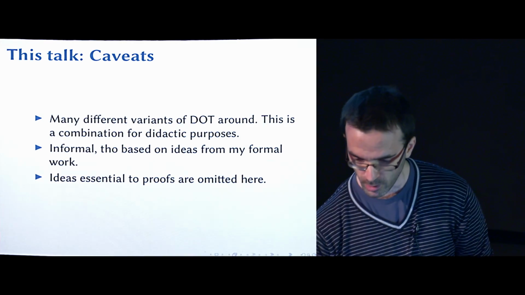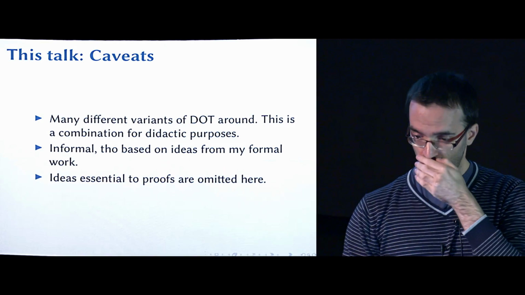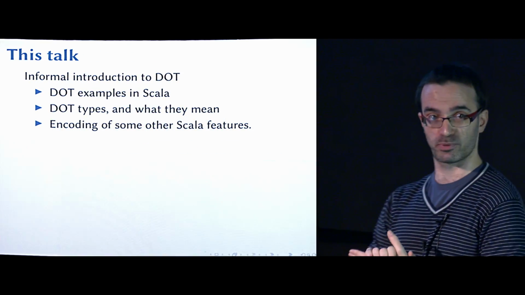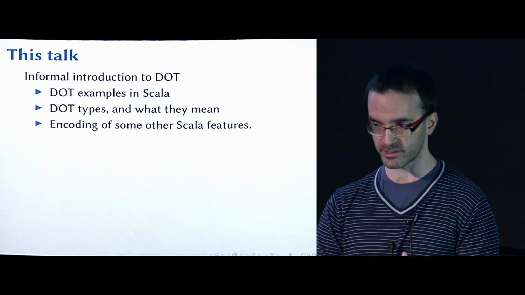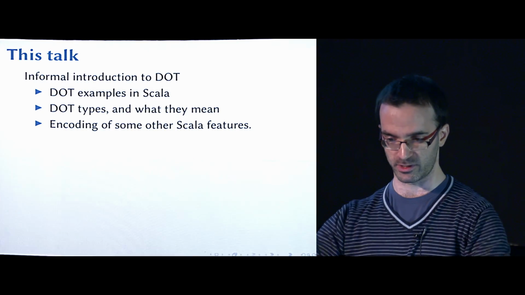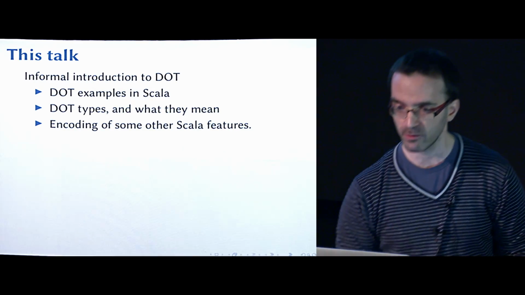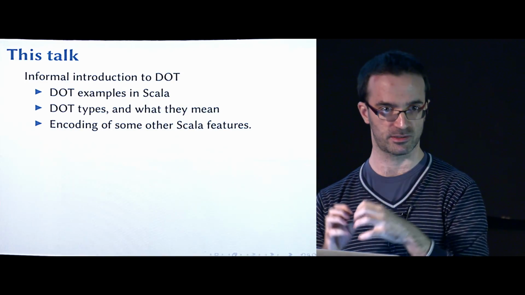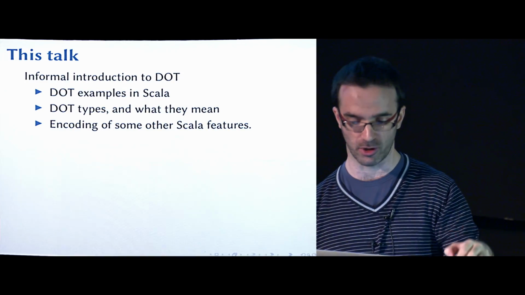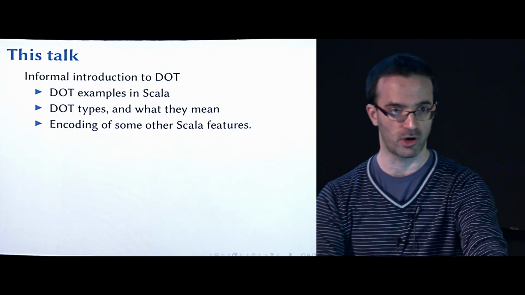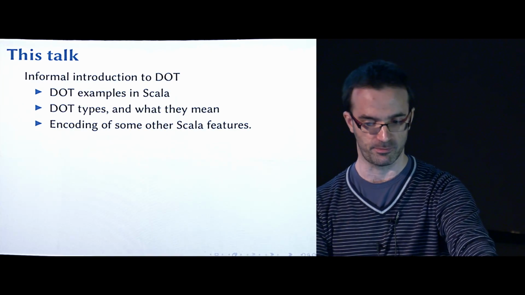So in the rest of this talk, what I want to present is examples of DOT programs shown in Scala syntax, so that we can go from our understanding of Scala to an understanding of DOT. Then we will see the encoding of some other Scala features in this small subset, and then we will see what DOT actually is: what is the actual syntax of DOT programs, and what is the DOT type system.